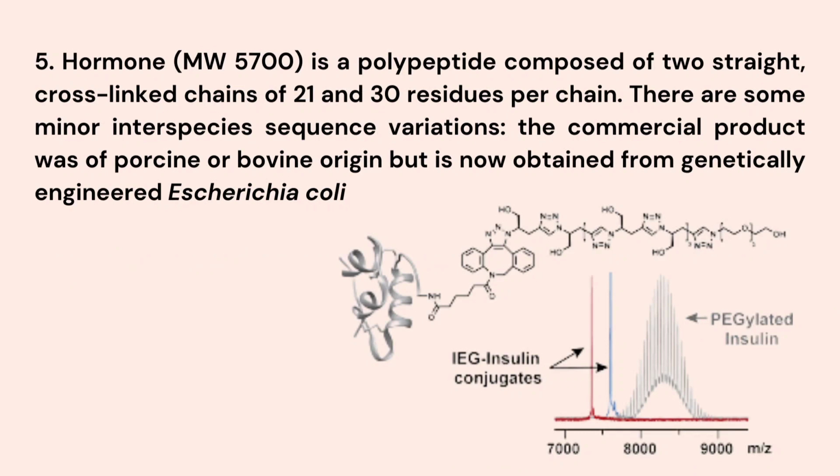Insulin, MW 5700, is a polypeptide composed of two straight cross-linked chains of 21 and 30 residues per chain. There are some minor interspecies sequence variations. The commercial product was of porcine or bovine origin, but is now obtained from genetically engineered Escherichia coli.